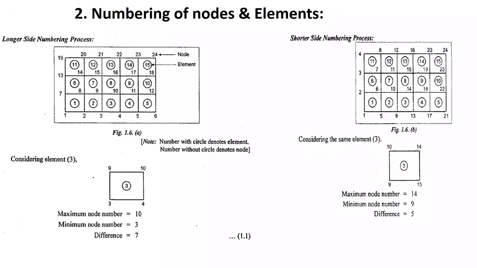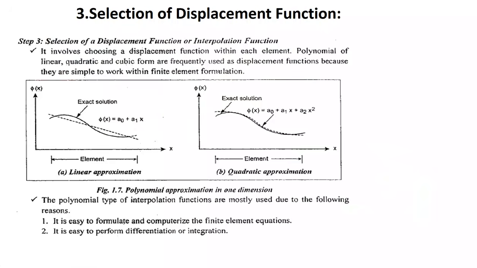The element 3 node numbers will be 3, 4 and 9, 10. Here the maximum node number is 10 and the minimum node number is 3. So 10 minus 3 is 7. That is the difference of that particular element's node numbers. So these are the 2 examples for applying element numbers and node numbers.